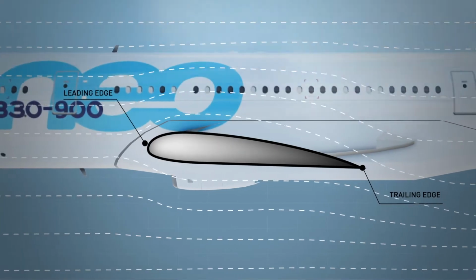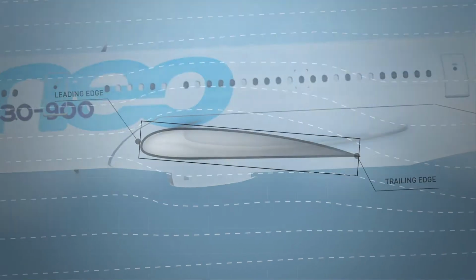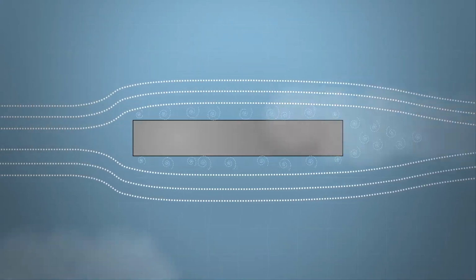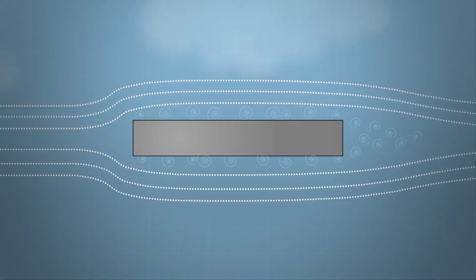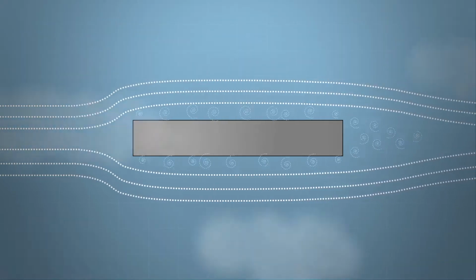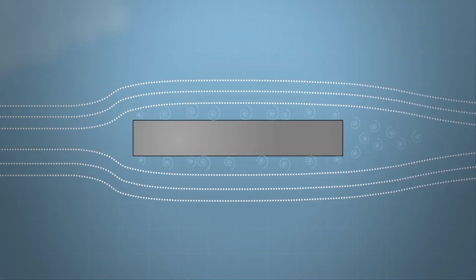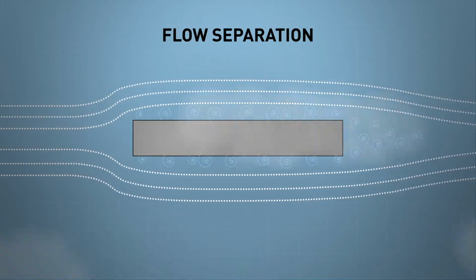But what does that really mean? Well, let's imagine our wing section was a simple rectangle with the same frontal area. Let's see what happens when air flows past a rectangle. Looks like quite a mess. What's going on here? You can see that the flow doesn't neatly follow the profile of the rectangle. The flow seems to be really struggling around the corners. This is known as flow separation.